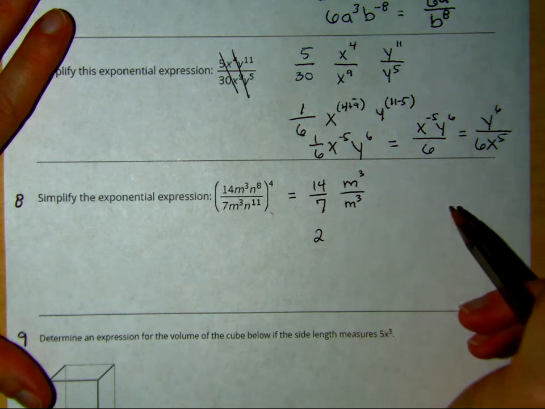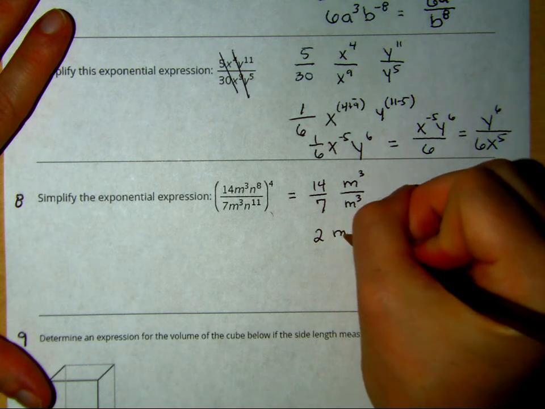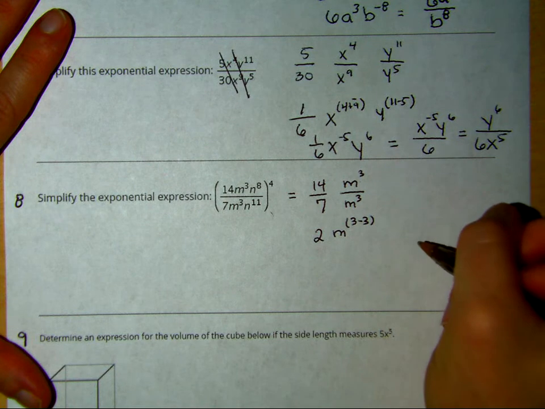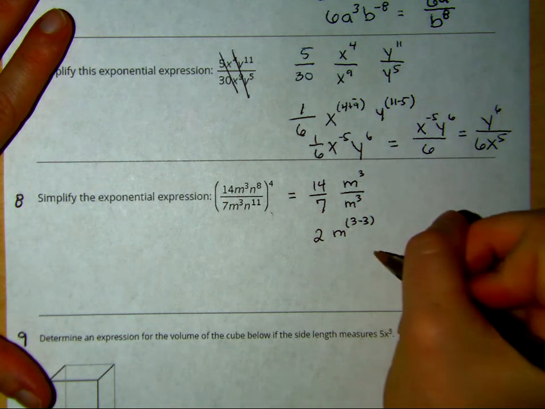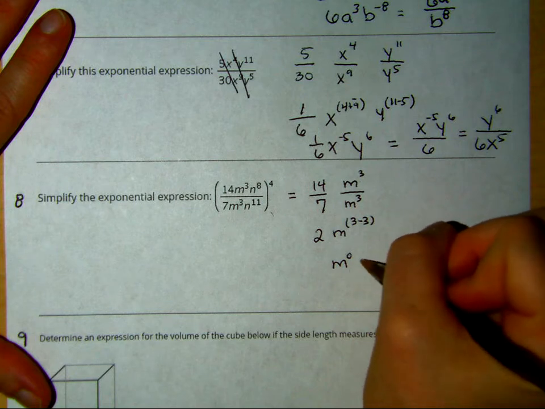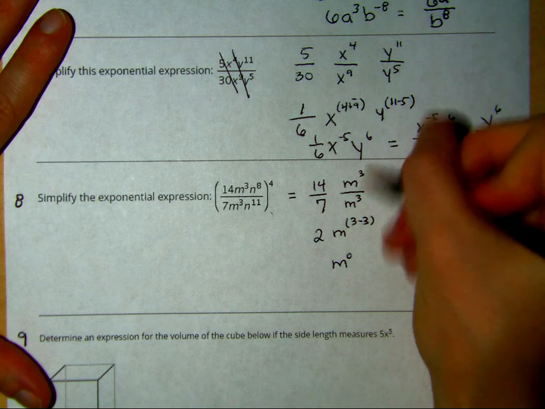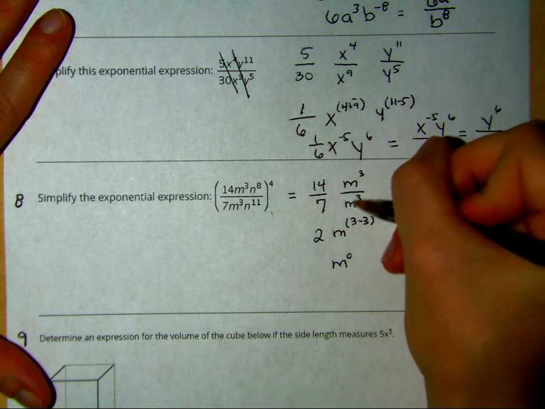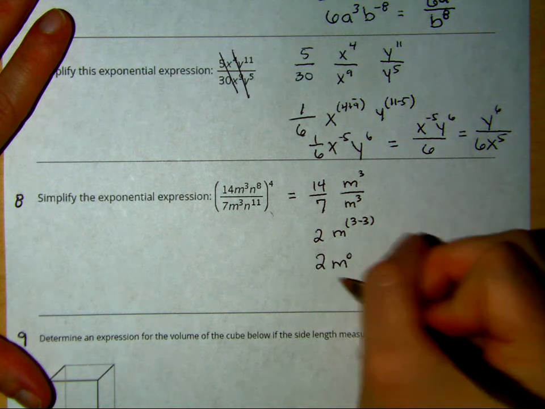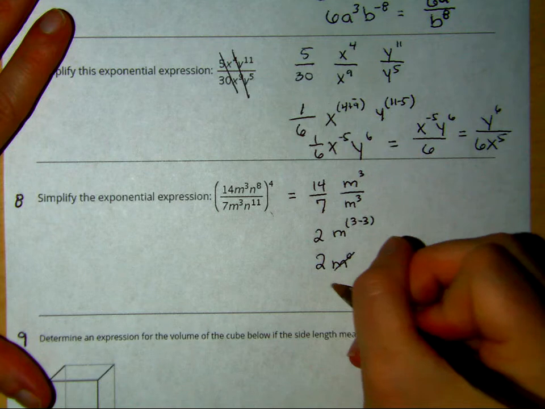We could also use our exponent rules though. So we have m to the 3 minus 3, because when we divide we subtract exponents, and that equals m to the 0 power. Anything to the 0 power equals 1. So no matter which way you do it, whether you just cancel out the numbers or variables that are the same, or you use your exponent rule, you still get the same thing, which is 2 times 1. So the m cancels out. Okay, so we end up with 2 so far.